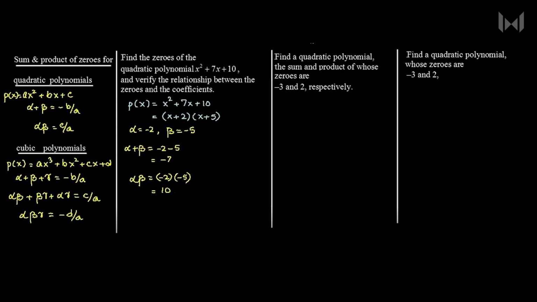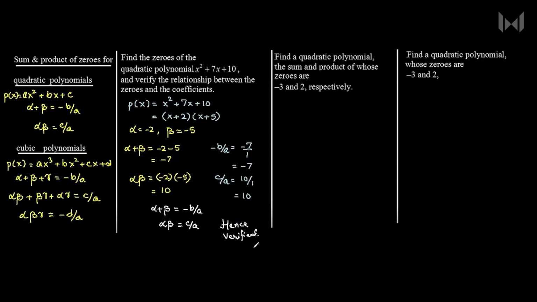Now we also find out minus b by a. Now we know a is the coefficient of x square, b is the coefficient of x, so we get minus 7 over 1, that is equal to minus 7, and c by a is 10 over 1, that is equal to 10. And so we can see that alpha plus beta, which is minus 7, is also equal to minus b by a, and alpha beta is c by a, and then we write hence verified.